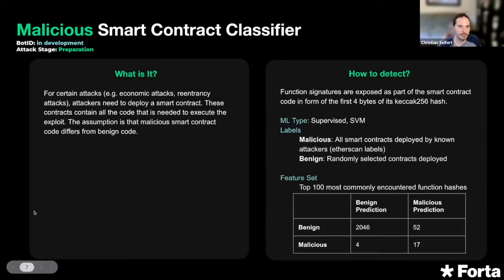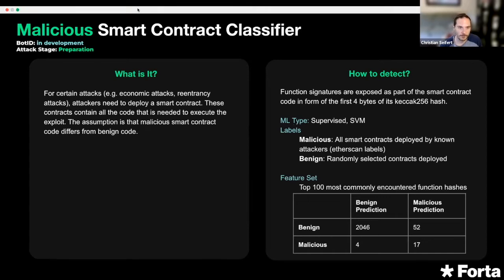So the two examples that I have, one is a malicious smart contract classifier. For certain attacks, like economic attacks, fee entrancies, attackers need to deploy a smart contract. And these contracts contain all the code that is needed to execute the exploit. And the assumption that we're making here is that malicious smart contract code differs from benign smart contract code.